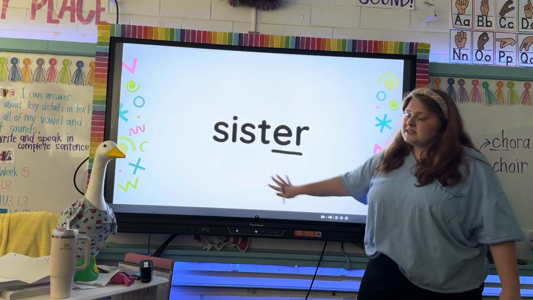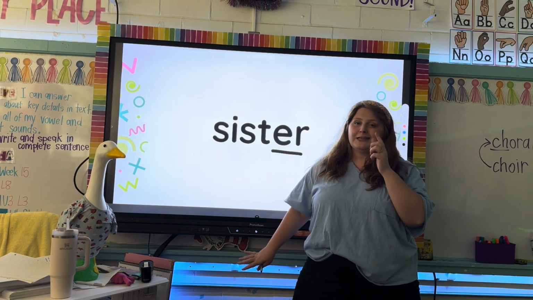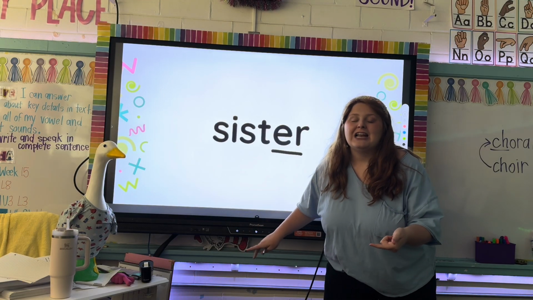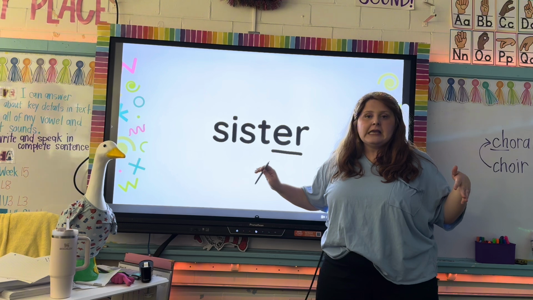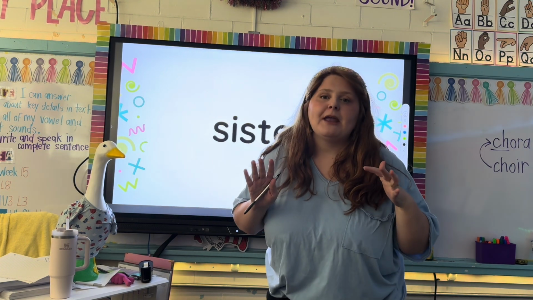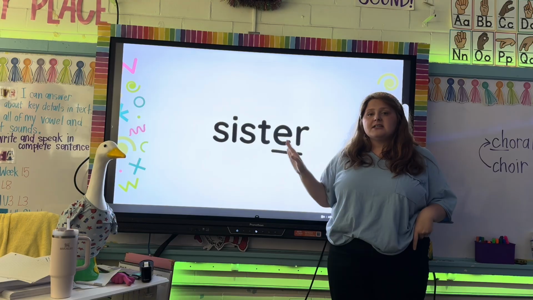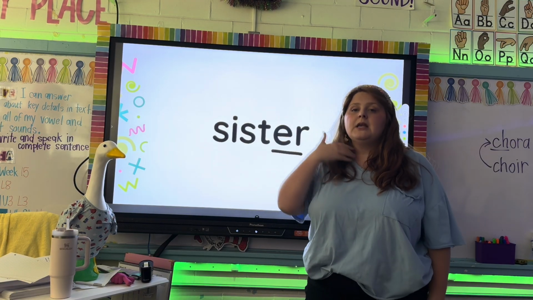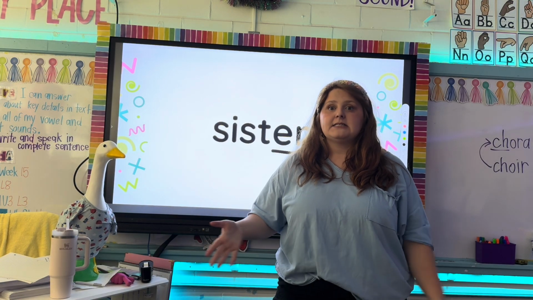Now, this is a two-syllable word, so I'm going to syllabicate it. You ready for this? I'm going to syllabicate the word, and then after I syllabicate the word, I'm going to segment each syllable. Okay? I know this sounds like a lot, parents, but your kids know what it is, okay? So in the word sister, there are two syllables. My first syllable is sis. I'm going to pound the syllable sis.